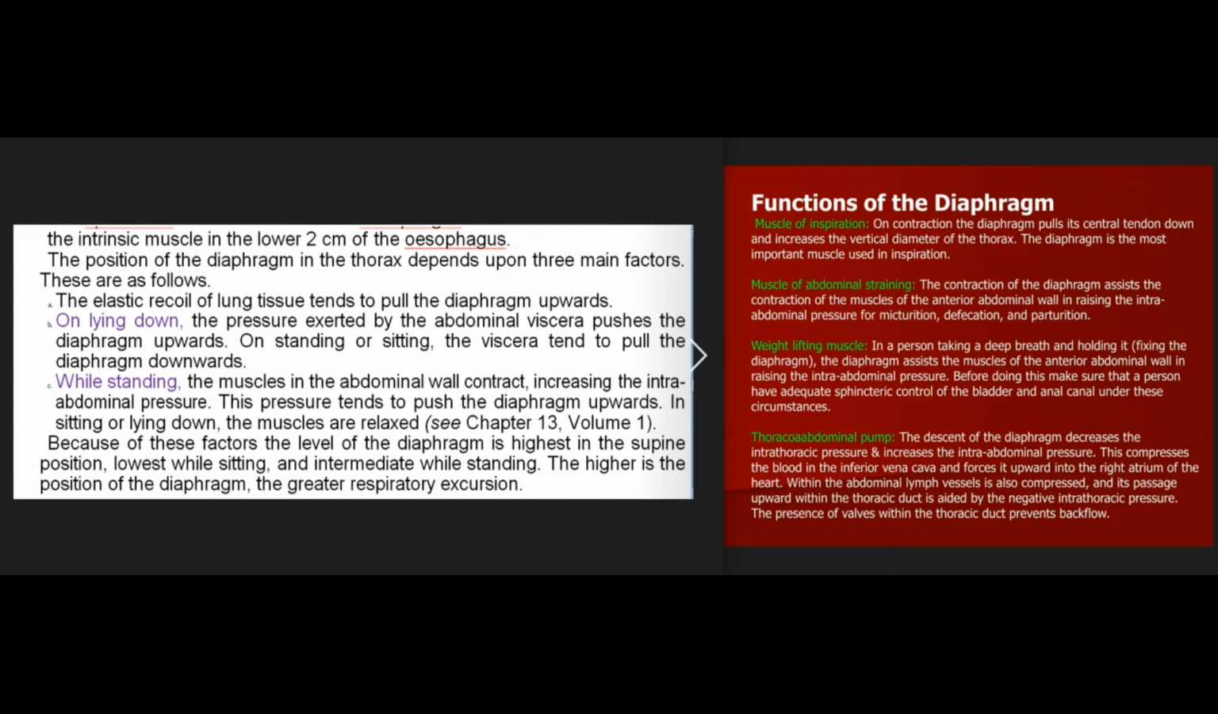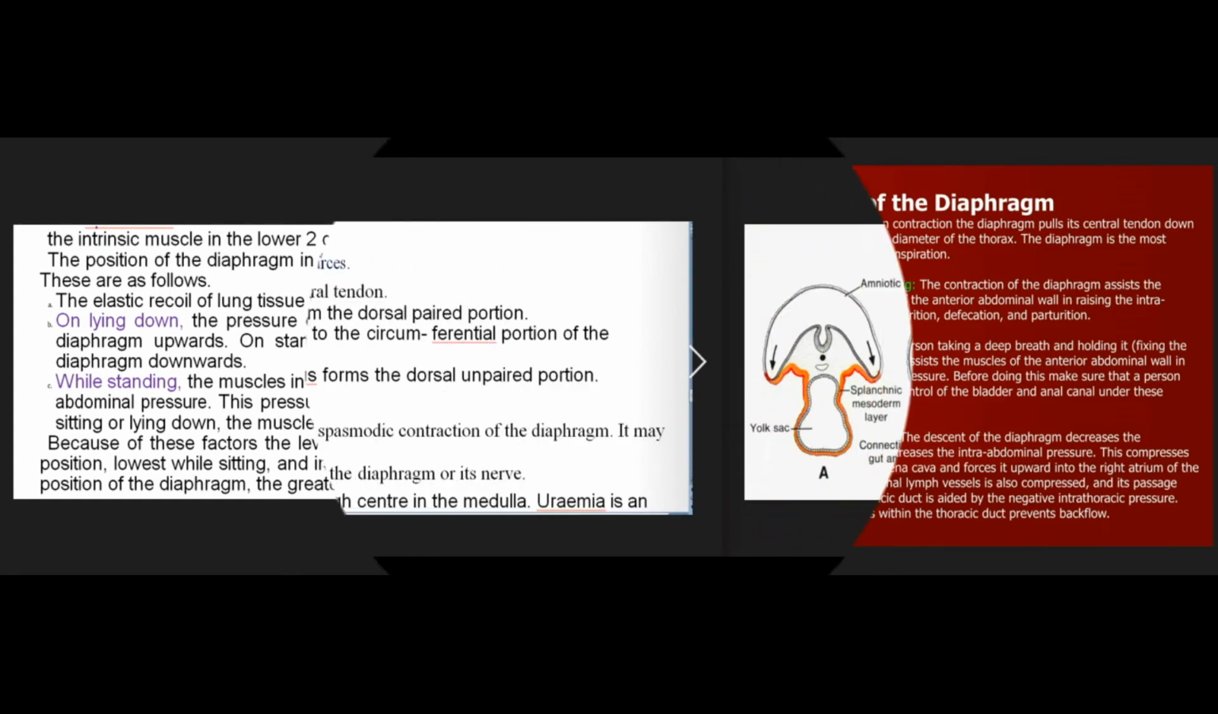C. While standing, the muscles in the abdominal wall contract, increasing the intra-abdominal pressure. This pressure tends to push the diaphragm upwards. In sitting or lying down, the muscles are relaxed. Because of these factors, the level of the diaphragm is highest in the supine position, lowest while sitting, and intermediate while standing. The higher the position of the diaphragm, the greater the respiratory excursion.